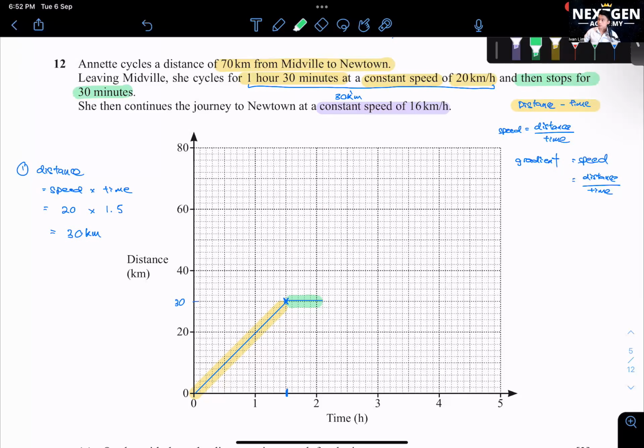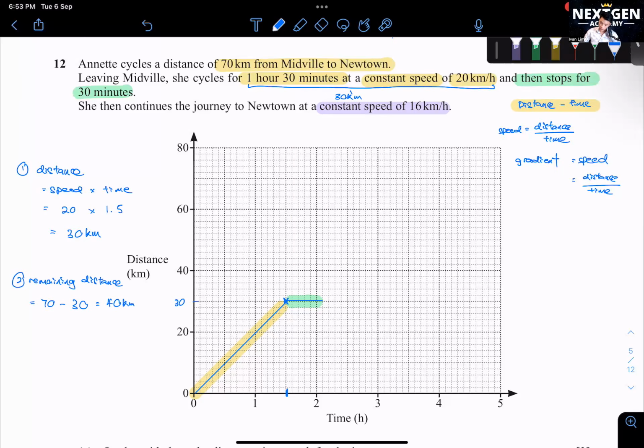How do we calculate this? We have to go back to the first statement. Annette cycles a distance of 70 km from Midville to Newton. So how much has she traveled already until here? 30 km, right? So your remaining distance will be 70 minus 30. She still has another 40 km to cycle.